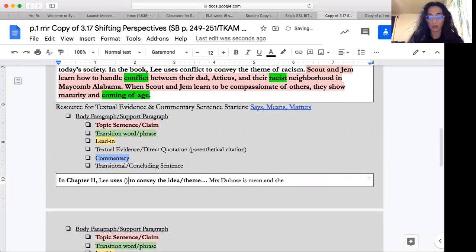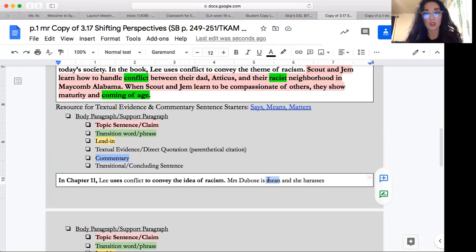conflict to convey the idea of racism. And then I say Mrs. DeBow is mean, and she harasses. Is a mean. And again, I might say mean when I'm talking in class, but since we're writing an essay, we're presenting our ideas in a formal way, I want to try to use more academic language. Say, okay, mean is kind of informal.